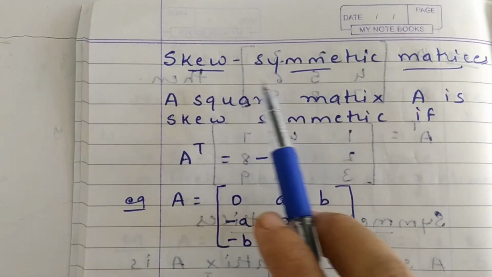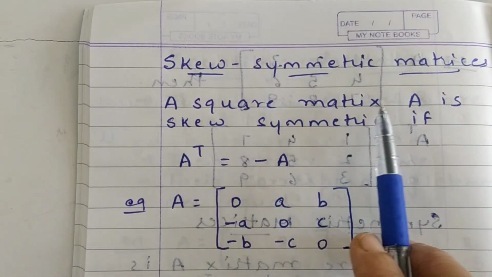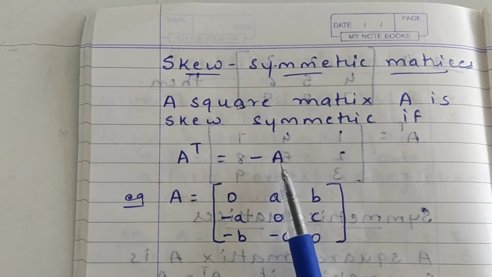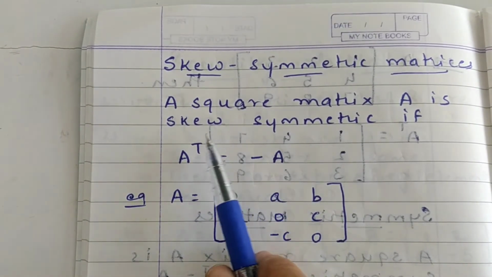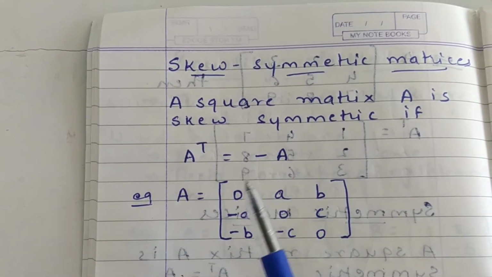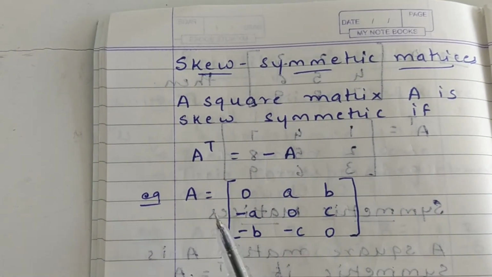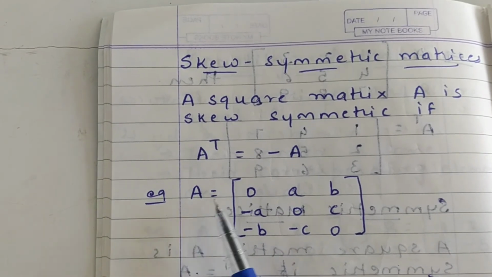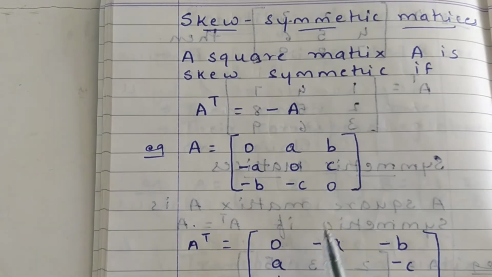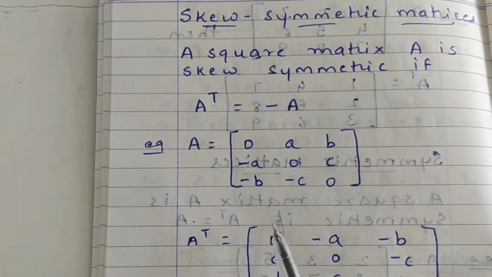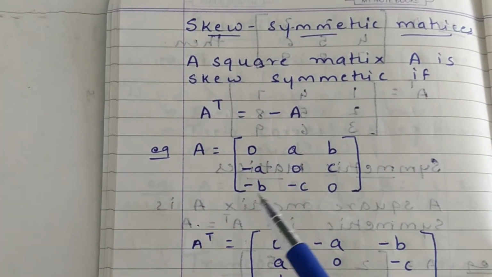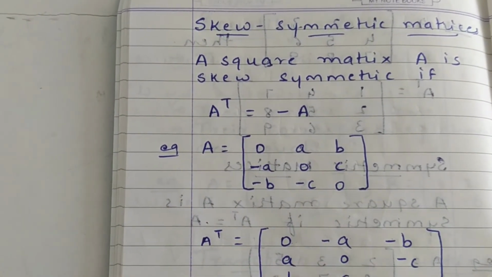Next is skew symmetric matrix. A square matrix A is said to be skew symmetric if A transpose is minus A. So if the transpose of the matrix is equal to minus of that matrix, then it is a skew symmetric matrix. I have taken one example here. You can see matrix A is 0, a, b, minus a, 0, c, minus b, minus c, 0. If you find the transpose, 0, a, b becomes your first column, minus a, 0, c your second column, minus b, minus c, 0 your third column.